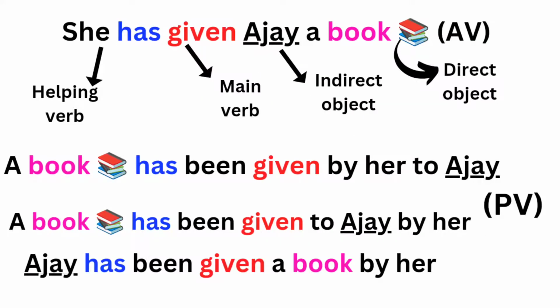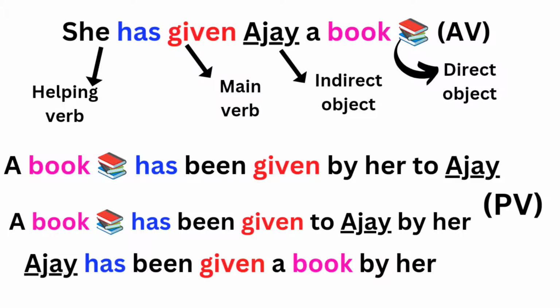Here is the second example. She has given Ajay a book. Book is the direct object. Ajay is the indirect object. If you remove the indirect object, "She has given a book", it still has meaning. If you remove the direct object, the sentence doesn't have any meaning. It doesn't make any sense.